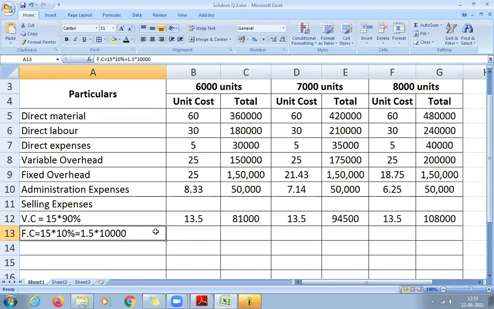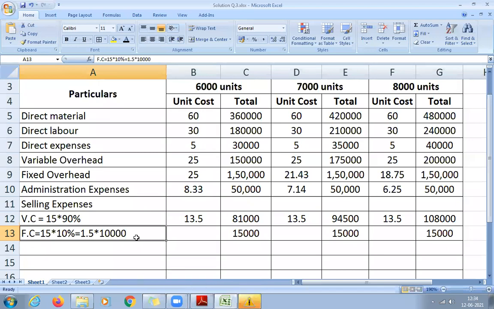For fixed cost, the total fixed cost will not change, right? So 15,000, you write in all the columns. 15,000, again 15,000. Got it, students? So take the per unit cost, multiply by 10%, we get 1.5, and 1.5 into units. So 15 rupees is for 10,000 units, so multiply with the 10,000 units.